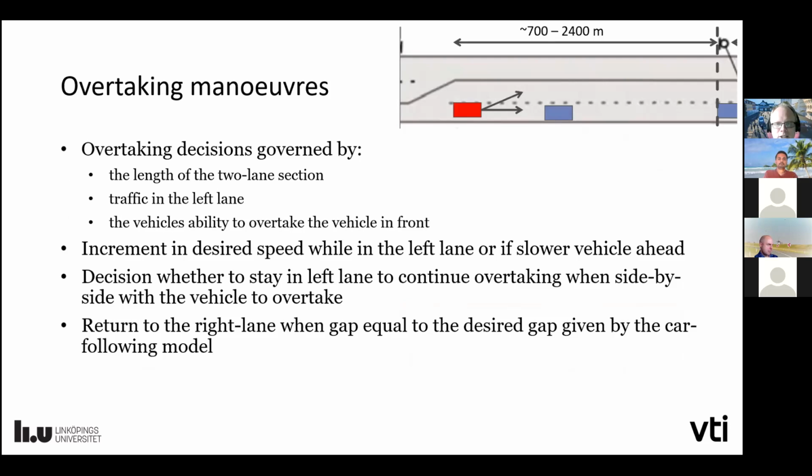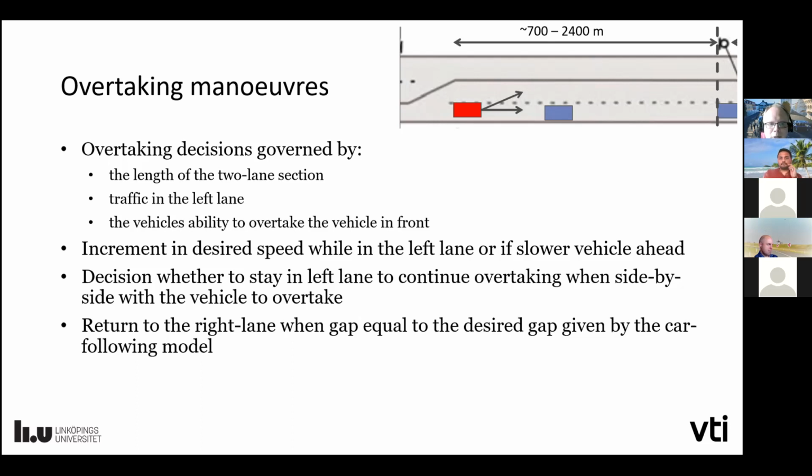Then the decision is there, and also in order to capture that it's not only switching lane and then passing, we have a temporary increase in desired speed for the overtaking vehicles, which is then a calibration parameter. And then when the red vehicle here is side by side with the blue vehicle, there's a decision whether to go back or continue overtaking more vehicles when they are in.